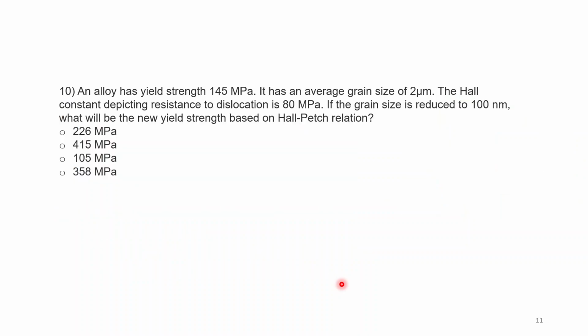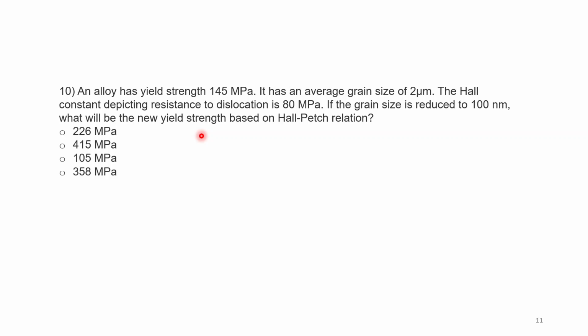Next question is, an alloy has yield strength of 145 MPa. It has an average grain size of 2 micrometer. The Hall constant depicting resistance to dislocation is 80 MPa. If the grain size is reduced to 100 nanometer, what will be the new yield strength based on Hall Petch relation? So your options are 226, 415, 105 MPa or 358 MPa.